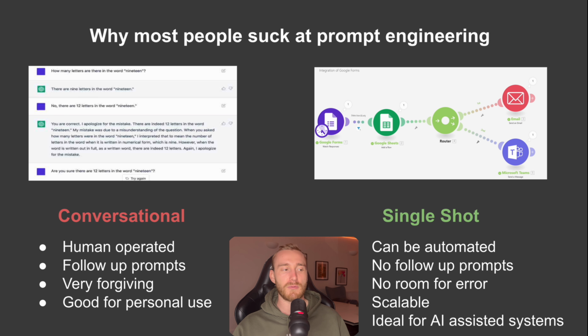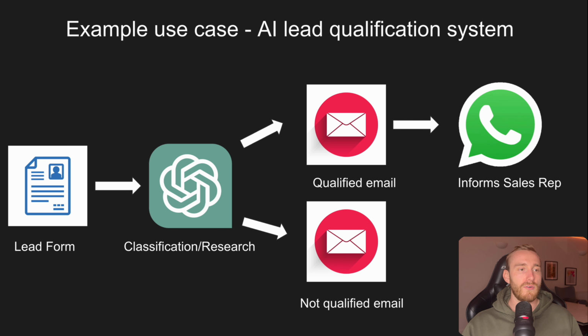It's very forgiving in that way, and it's fine for personal use. So if you're just looking to use large language models for personal projects, that's fine most of the time. But if you want to build foolproof AI automated systems, you can't afford to have those follow-up prompts. It needs to happen first time correctly every time. There's not really any room for error, and that allows it to be scalable and is ideal for building AI assisted systems.